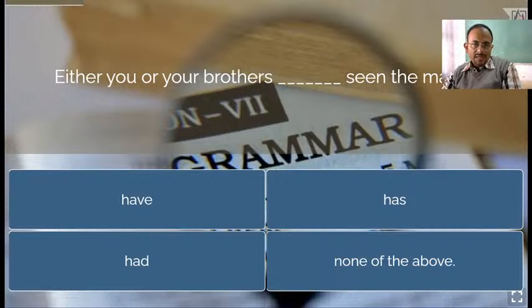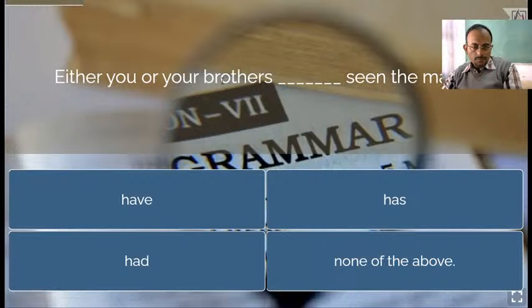So you see, if there are two subjects connected by or, nor, whatever, and one of them is plural, in that case, it should be plural, isn't it? Either you or your brothers have seen the match, because here you is singular, whereas your brothers is plural. Which one will the verb agree with then? There are two subjects of different persons. This is singular person, this is plural.